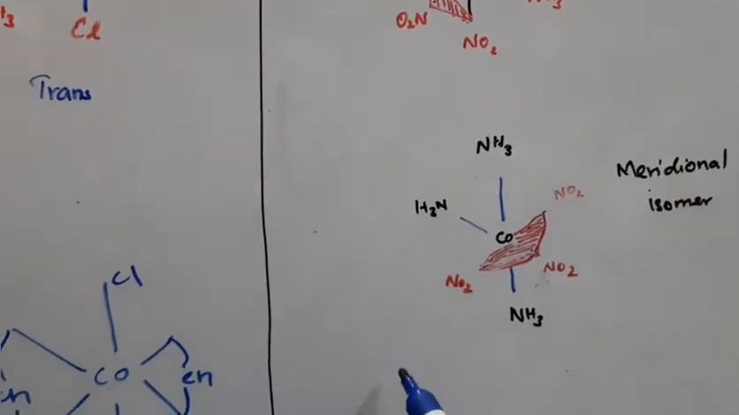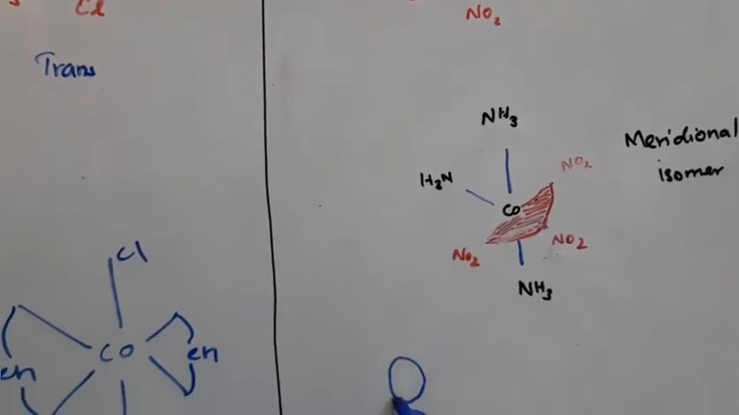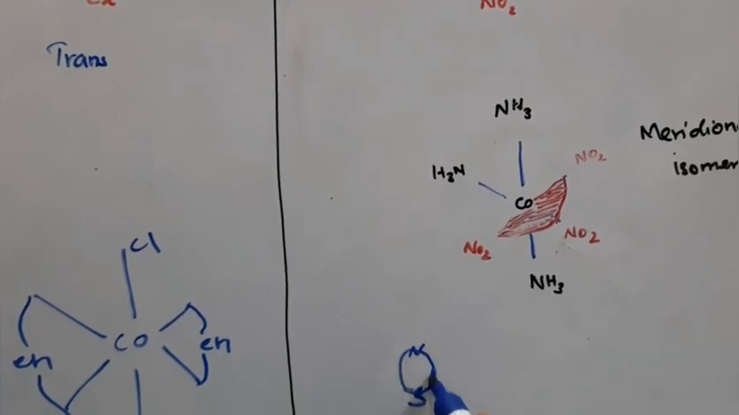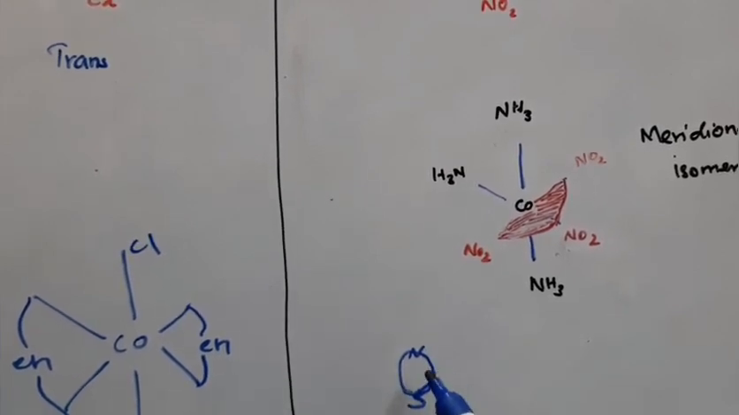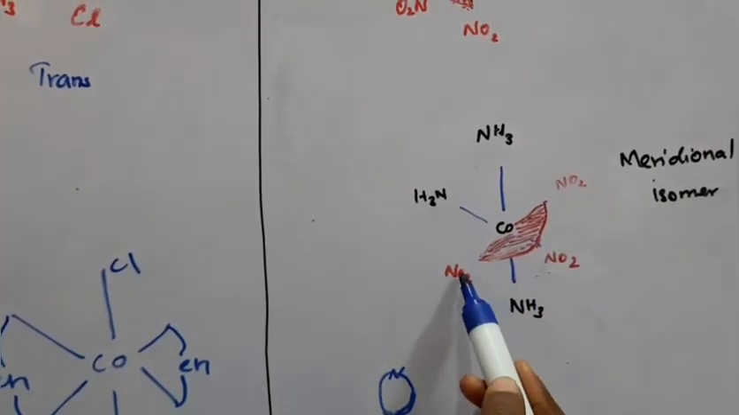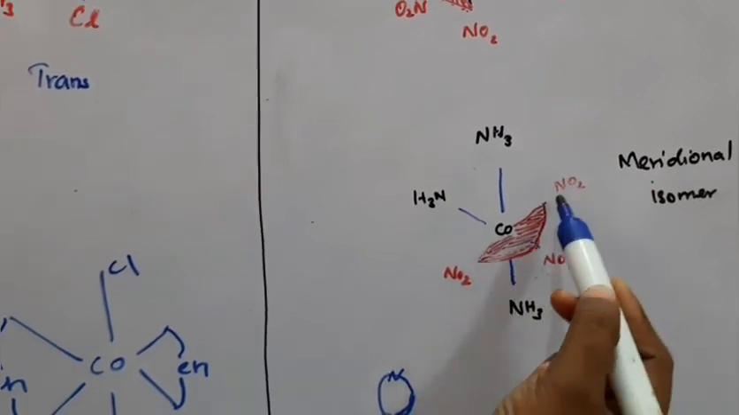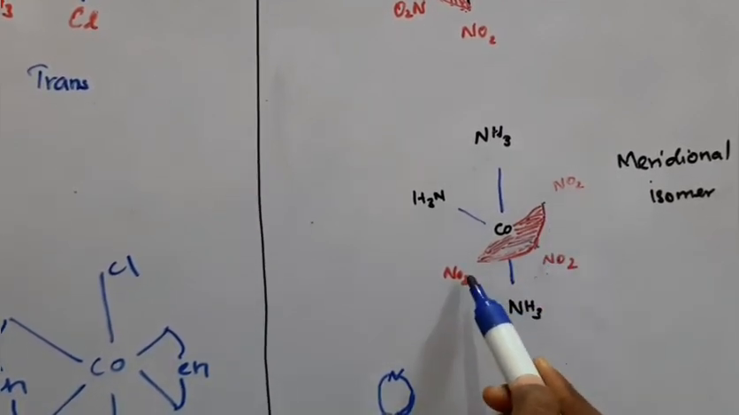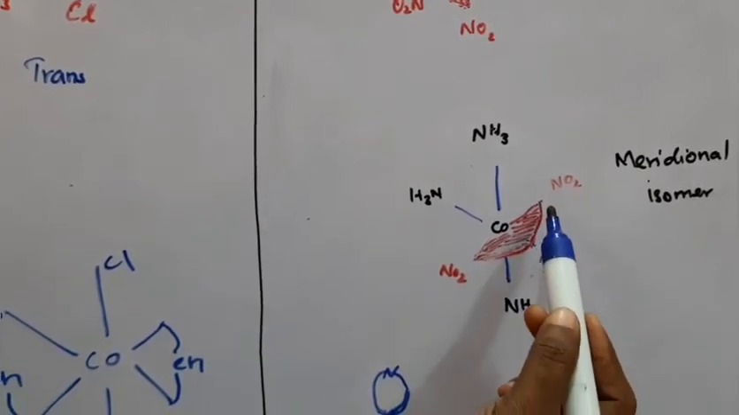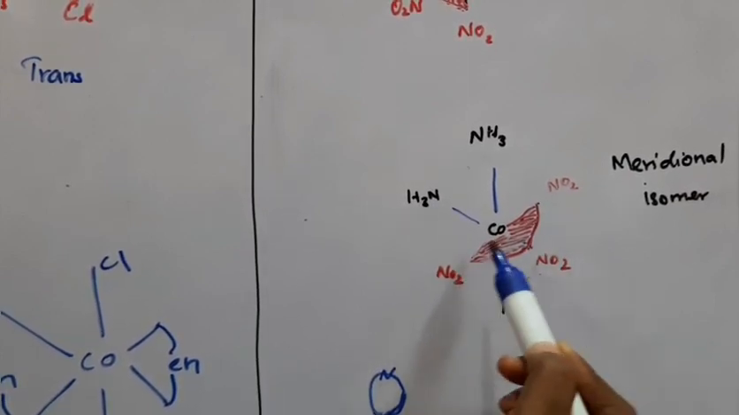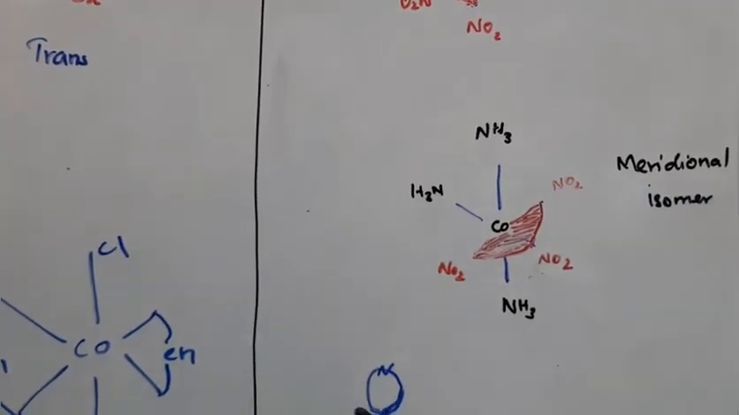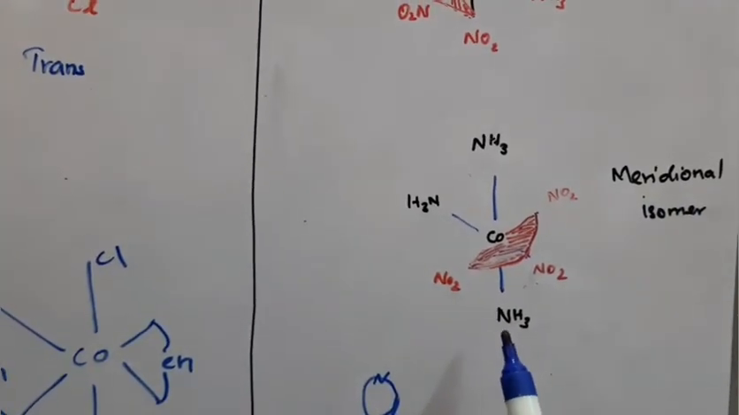Meridional, I think you studied in geography, is the line connecting the north pole and the south pole through a semicircle. That is a meridian. Here, likewise for the octahedral complex, this is one pole and this is another pole. So the same donor groups lie along a semicircle like this, through this NO2. This is called meridional: the donor groups are present at the meridian site of the octahedral complex. So that is called the meridional isomer. Okay children, I hope you understood this.